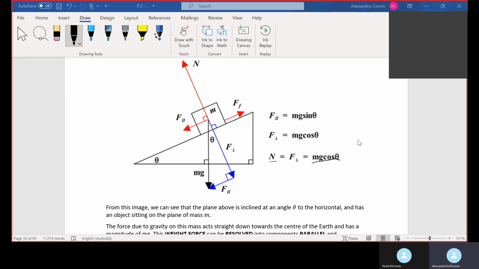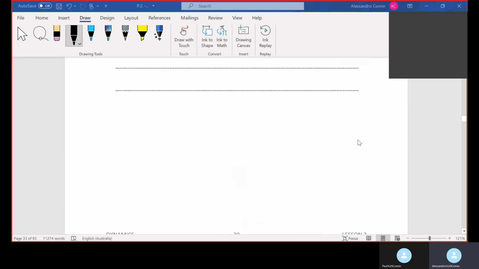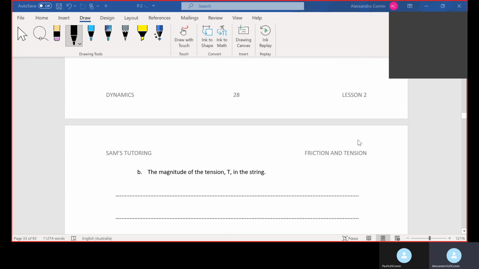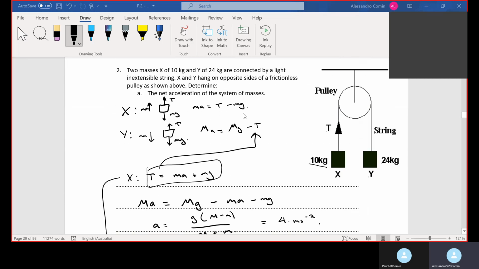Draw a diagram, for the love of God. Please draw a diagram when you do incline plane questions. The second type of question is going to be these pulley questions, these Atwood questions. Just refer earlier to what we spoke about.